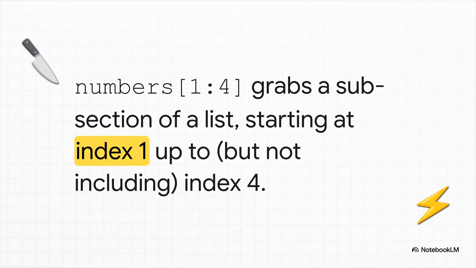First power move, slicing. Why grab just one thing when you can grab a whole chunk? The syntax looks a little weird at first, 1 to 4, but it's simple once you get it. The first number is where you start, inclusive. The second number is where you stop, exclusive. So 1 to 4 means start at index 1 and grab everything up to but not including index 4. It's an unbelievably efficient way to work with parts of a list.